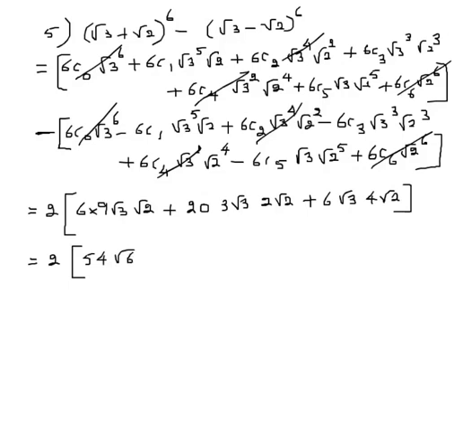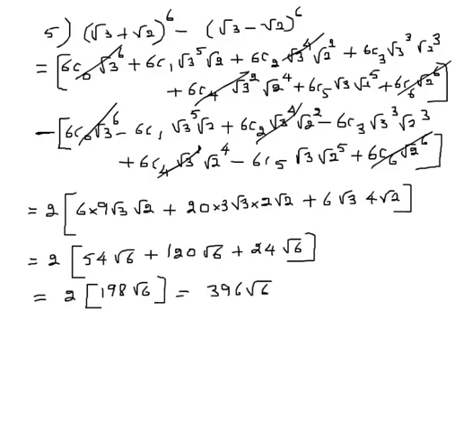2 times 54 root 6 plus 120 root 6 plus 24 root 6. Two times this total, which is 198 root 6. Let us multiply and write. 396 root 6 is the answer.